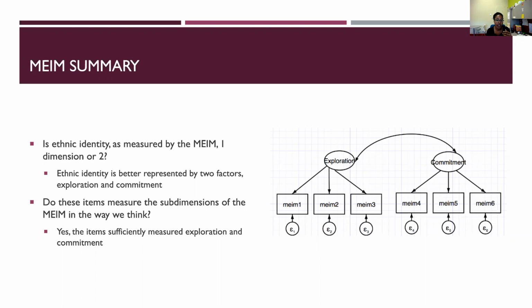First, the model fit well. Second, all of our loadings were pretty high, above 0.6. I think 0.65 was the lowest one, and a lot of them were in the 0.7, 0.8 range. And then we had some reasonable correlations here. This correlation between exploration and commitment was pretty high, but we thought it was good. And if we had kept this correlation between meim4 and meim6, that was okay too, because it did make the model fit better.